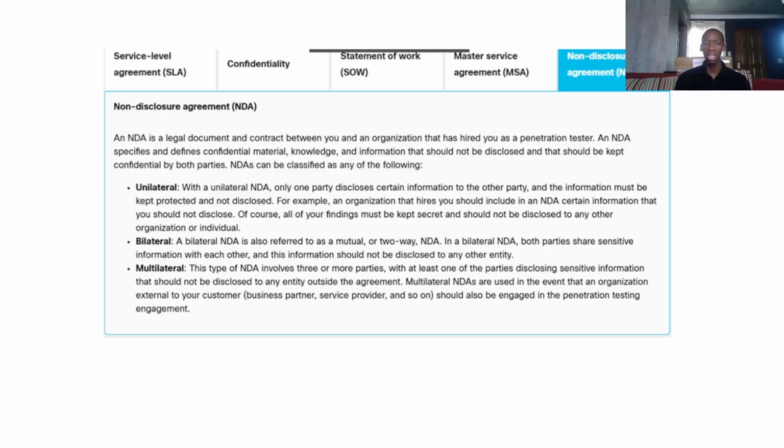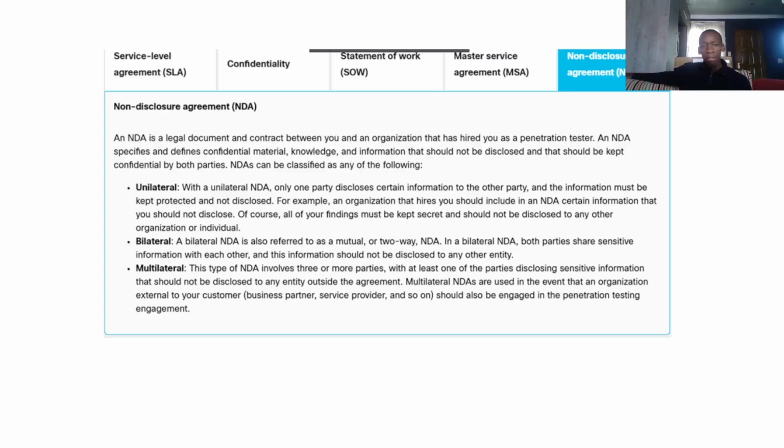So the party can provide me information and I cannot disclose this information that I've gotten. That's unilateral. Or is it part of me finding information, disclosing it to the party, but I can't disclose it to other parties? Lawyers, please help us in the comment section.